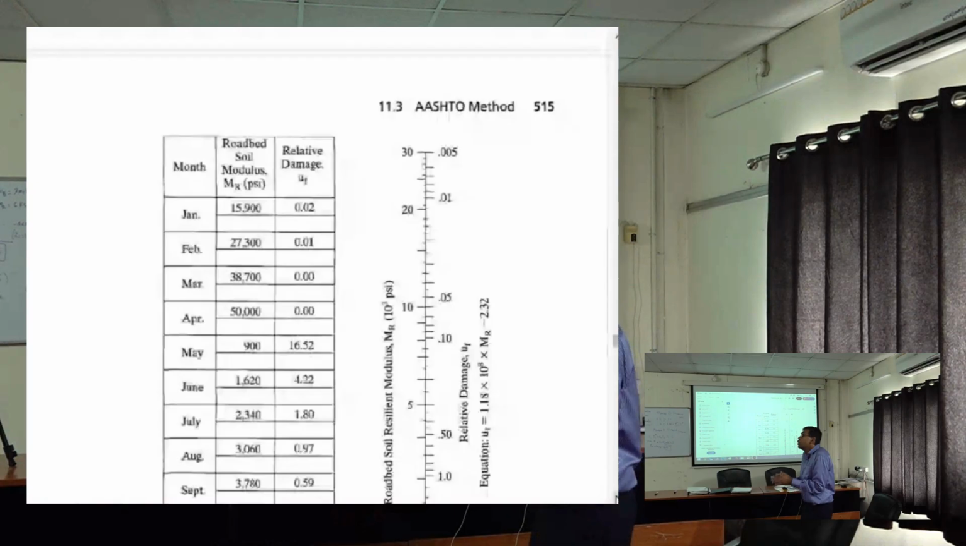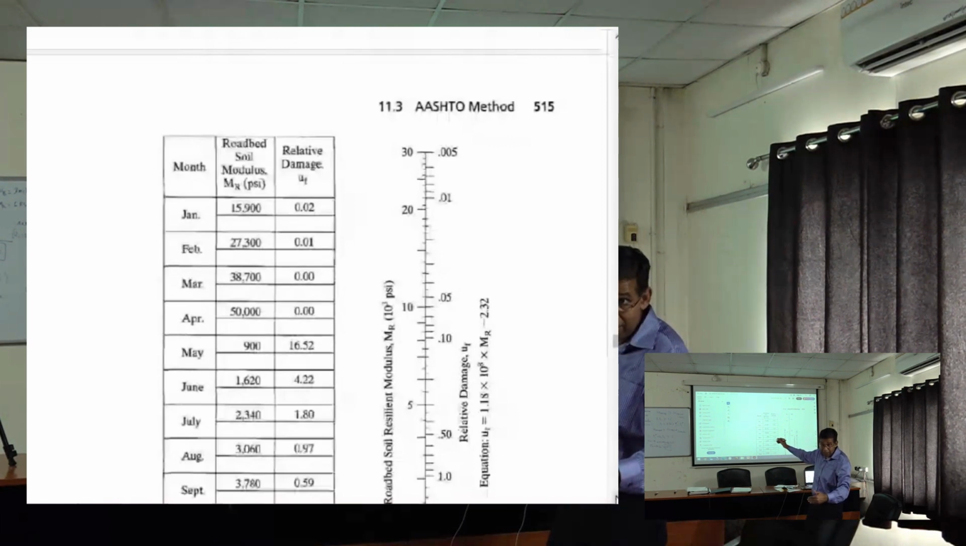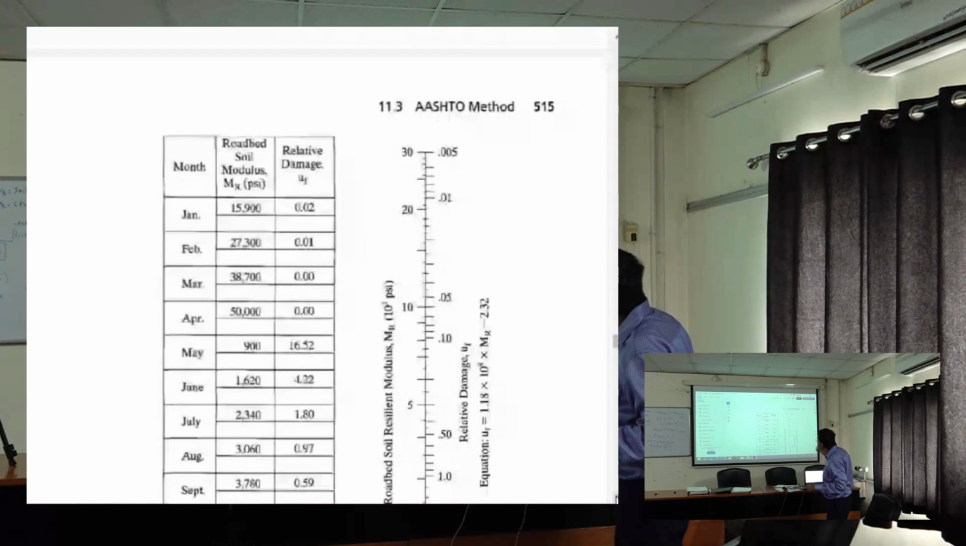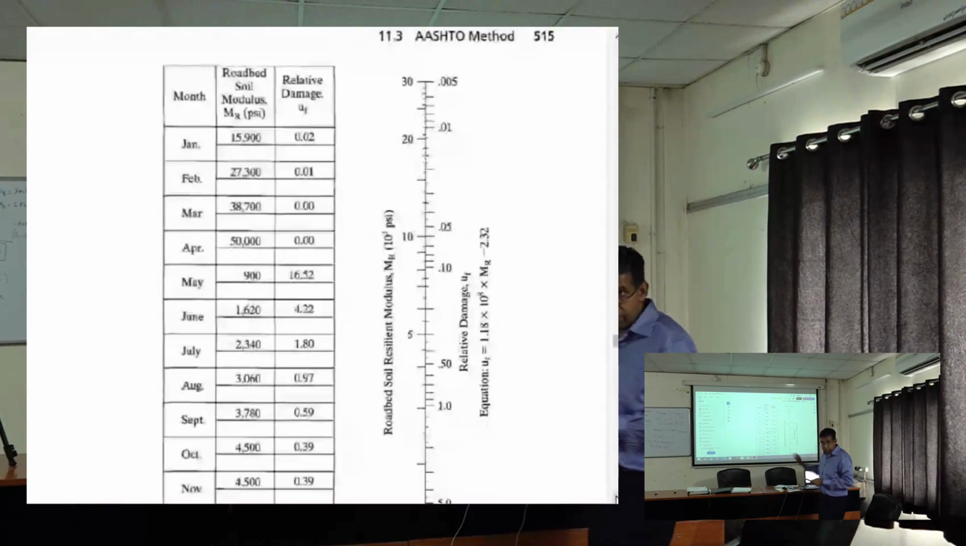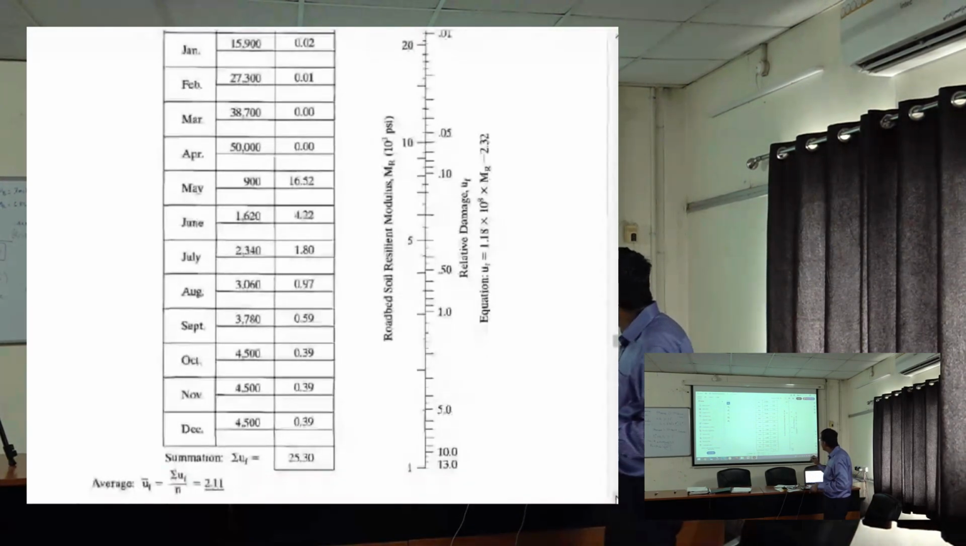It is almost like number of cycles to failure. It will fail much later at 15,900. It will fail so many times quicker at 900. Yes, this is a very good question, right? Does that make sense? So what it is doing is that it calculates the relative damage it will do for a given modulus. Now, it takes the average of the damage, not of the modulus, of the damage, okay? And it says the approximate damage is 2.11.